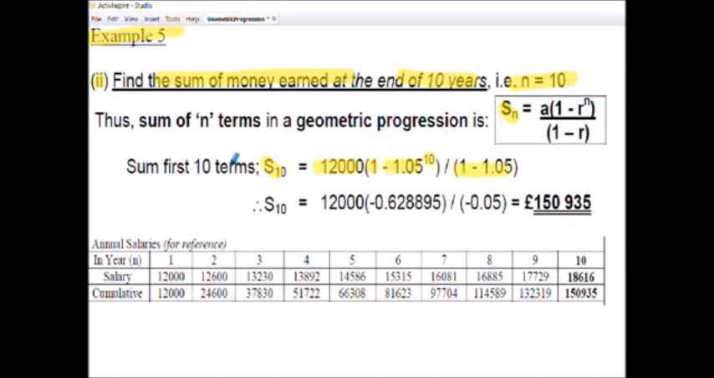We do the numbers on this. The salary earned in the 10th year in total is £150,935. Below in the table I've shown the salaries added up per year, and we find by the 10th year we get £150,935.